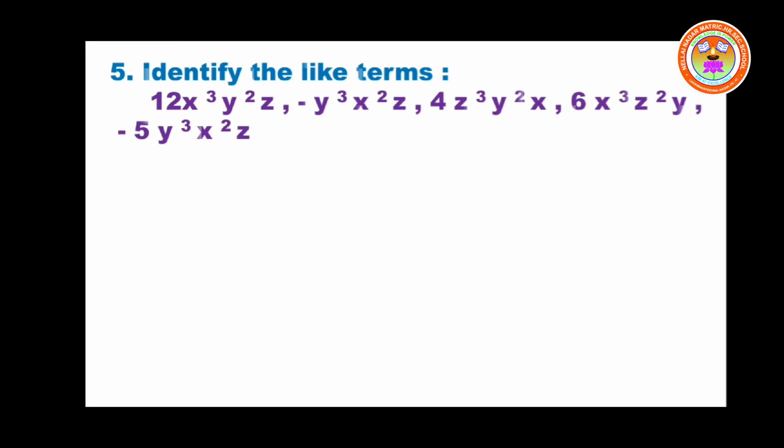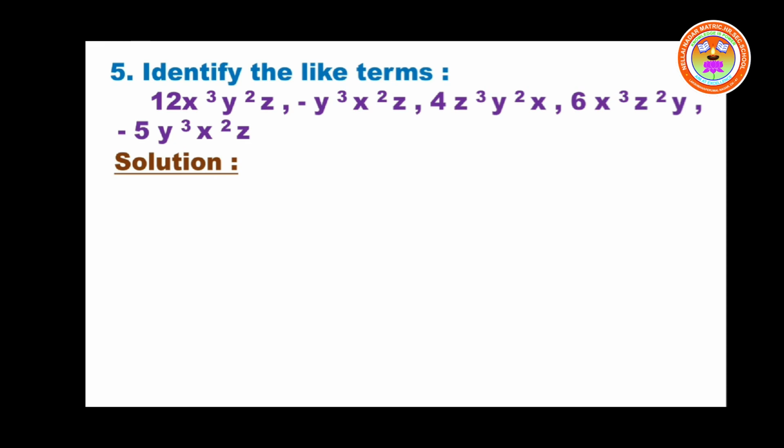Identify the like terms: 12x cube y square z, minus y cube x square z, 6x cube z square y, minus 5y cube x square z. These are the terms given. 5 terms are given, and from these we have to identify the like terms. Let us move on to the solution, children.